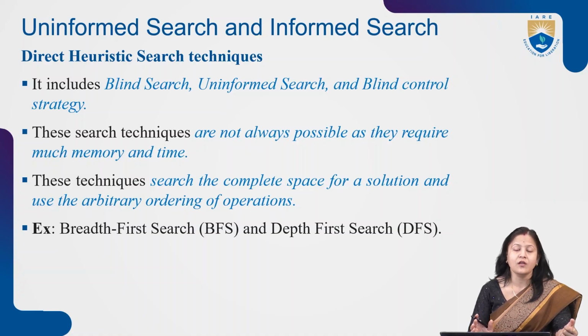There is no in advance information for the AI agent to traverse the tree. So these search techniques are not always possible as they require as much memory and time, because they traverse all the nodes to search the goal state, so it takes lots of time and lots of memory. That is why it is not the efficient one. These techniques search the complete search space for the solution and use arbitrary ordering of operations, because they try all possible paths to find the goal state. Examples are BFS and DFS. As there is no in advance information, it is called direct heuristic search techniques, or else uninformed search techniques.